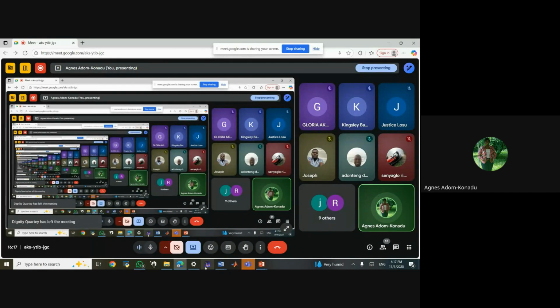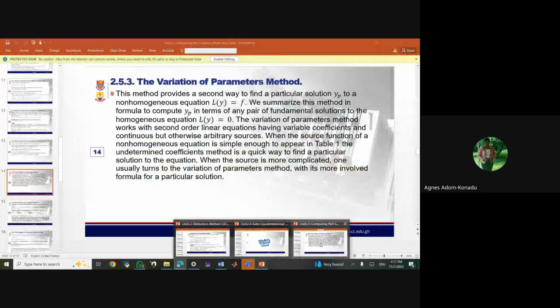So the next thing is we want to look at the method of variation of parameters. This method provides a second way to find a particular solution y_p to a non-homogeneous equation L[y] = f. We summarize this method in a formula to compute y_p in terms of any pair of fundamental solutions to the homogeneous equation L[y] = 0. The variation of parameter method works with second order linear equations having variable coefficients and continuous but otherwise arbitrary sources.